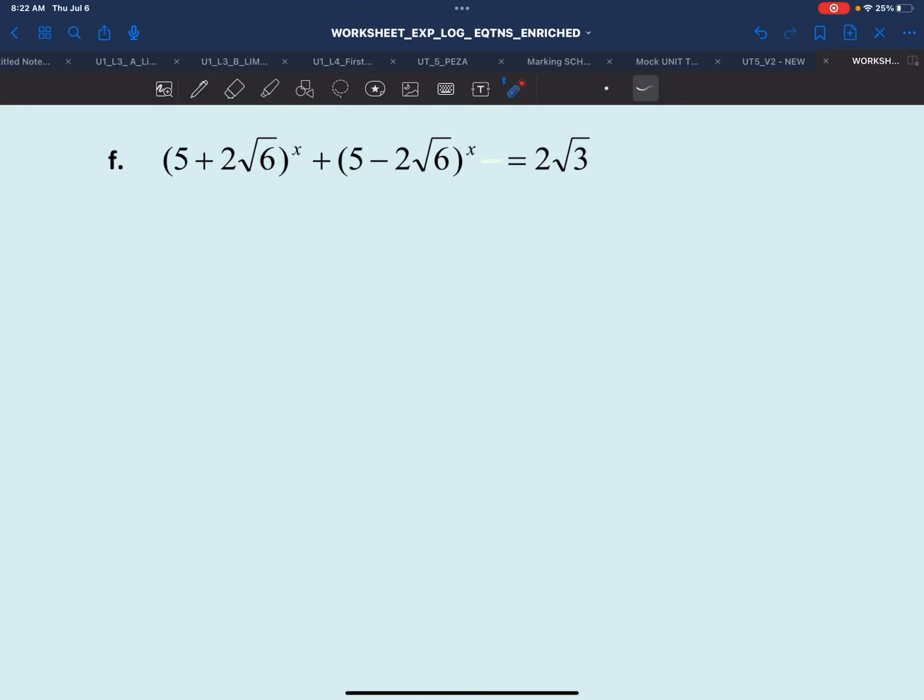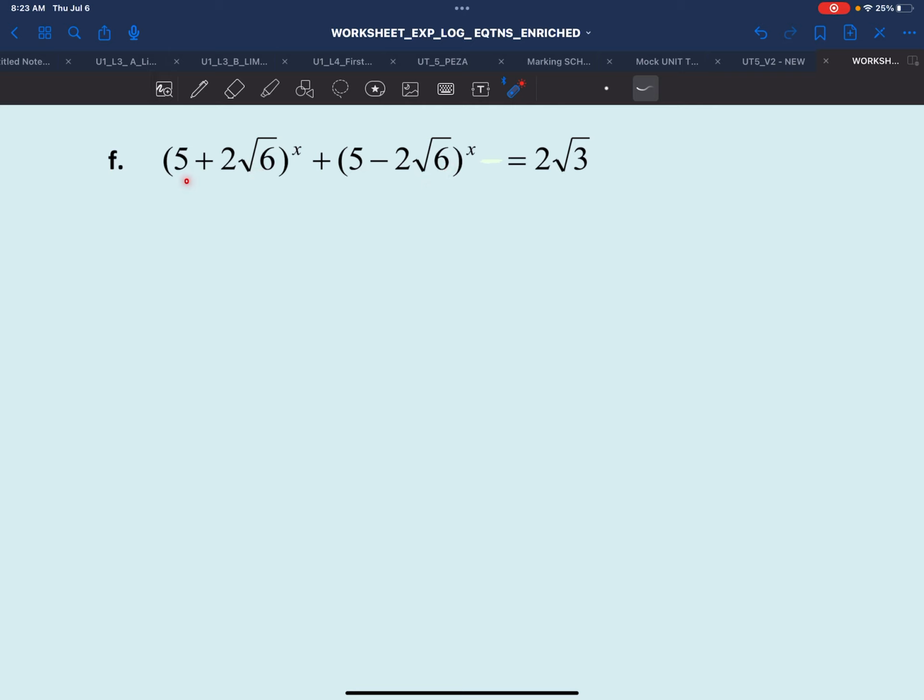Let's take a look at another cool, very neat equation. So this time we have (5 plus 2 root 6) to the power of x plus (5 minus 2 root 6) to the power of x equals 2 root 3. Quite interesting. We have the variable x appearing in two terms in this equation. Here, this is a constant. Now, the problem is that we cannot really find a connection between these two, or can we?